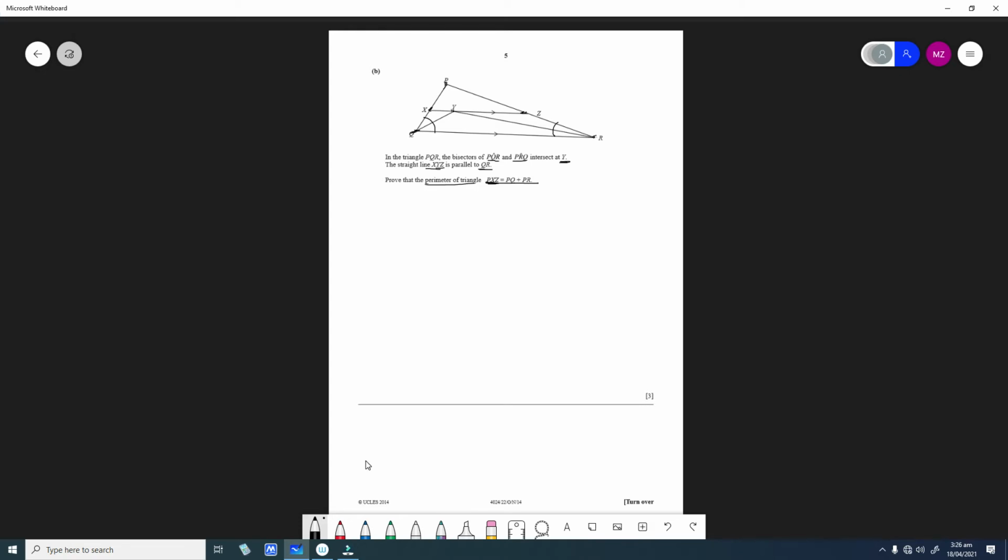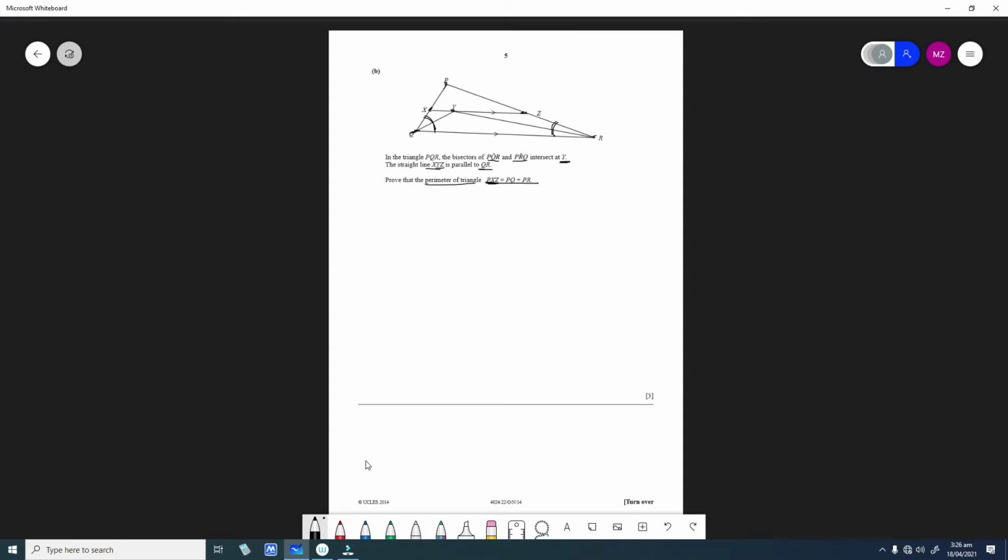Now, the bisectors of these two angles, this is the bisector of angle PQR and the bisector of this angle. So QY is the bisector and RY is the bisector. These two are meeting at this point Y.